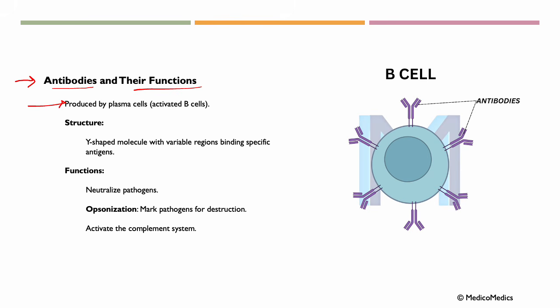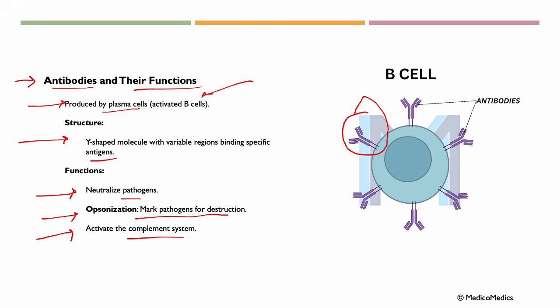So, like we mentioned, these antibodies are produced by plasma cells. Plasma cells are activated B cells. The structure of it, it's a Y-shaped molecule with variable regions binding to specific antigens, as you can see illustrated here. And as we mentioned, some functions include neutralizing pathogens, something called opsonization, so marking pathogens for destruction, and of course, activating the complement system. But let's dive a little bit deeper into the structure of this antibody.